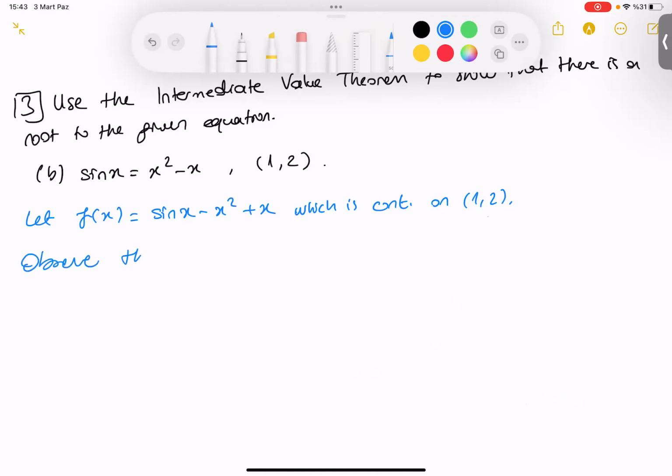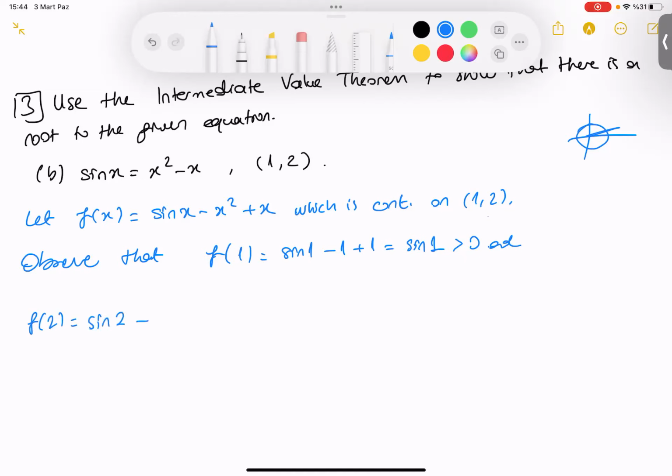Observe. Now, if you check f of 1, you will get sin 1 minus 1 plus 1, right? We just plug x equals 1, which gives you sin 1. And if you use the unit circle, sin 1 is positive. Okay, so we found already one number. Okay, and if you check f of 2, sin 2 minus 4 plus 2, you will get sin 2 minus 2, right?